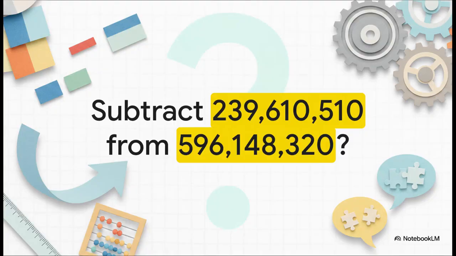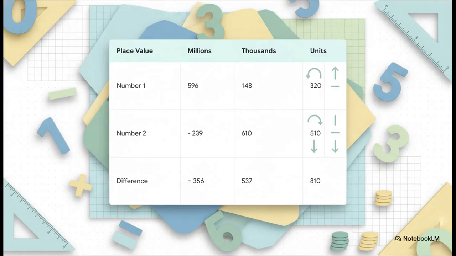Let's challenge ourselves a bit. How would we subtract 239,610,510 from 596,148,320? Do you think that same stacking rule applies here? Yes, it absolutely does. The crucial point is exactly the same as addition: place value arrangement. Always write the bigger number on top when you set up your problem. Line up your columns super carefully.